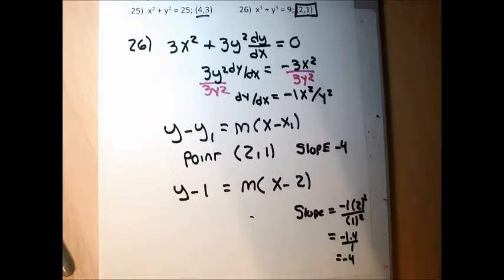So this is a little bit new because I have to use implicit differentiation to find the derivative. And when I'm finding the slope of the tangent line, I have to put both an x and a y in as opposed to just an x like we did earlier in the semester.